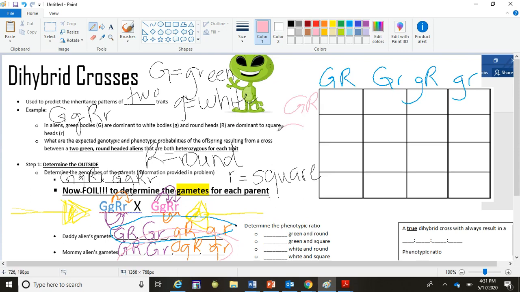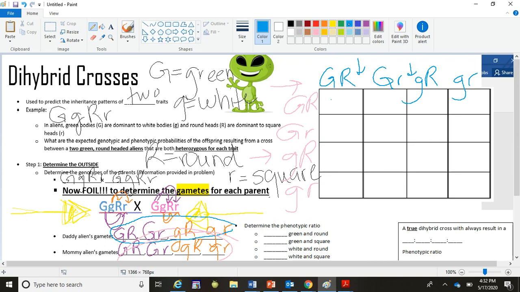GR, GR, little g capital R, and little g little r. Just like in the monohybrid cross or the small Punnett square, the top ones come down and the side ones go across. By convention, you like to put the G's next to each other and the R's next to each other, and typically we write the larger letter first, to make it easier to count all your boxes when you're done.